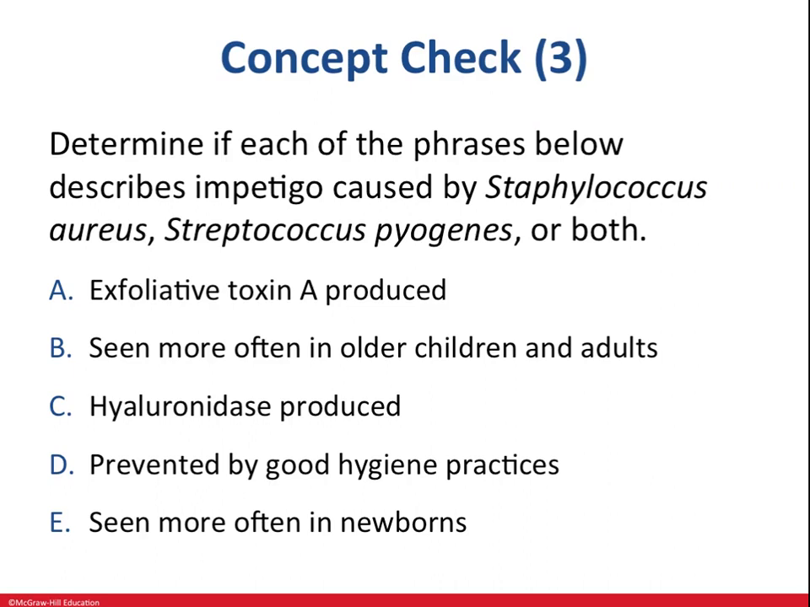Now let's work on this question. Determine if each of the phrases below describes impetigo caused by Staphylococcus aureus, Streptococcus pyogenes, or both. We can see the exfoliative toxin A is for S. aureus. Since it is more often in older children and adults, it is for S. aureus.